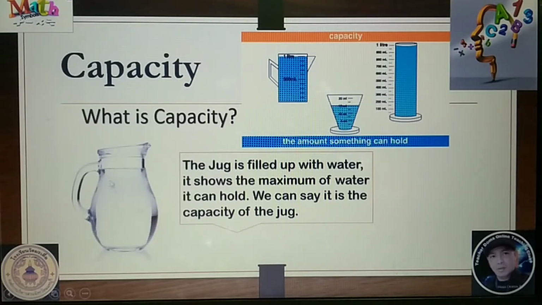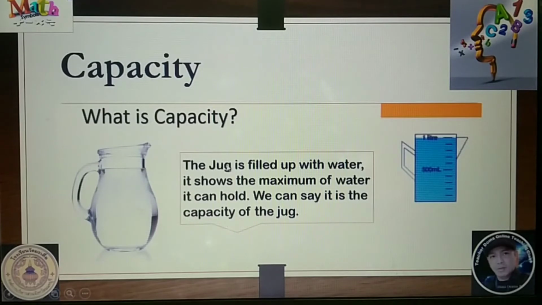Here, the jug is filled up with water. It shows the maximum of water it can hold. We can say it is the capacity of the jug.